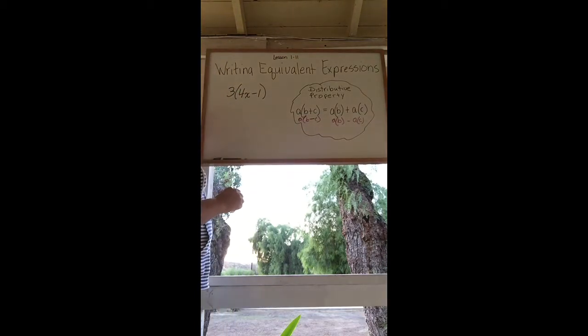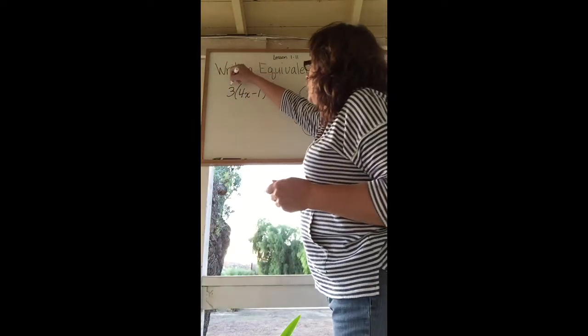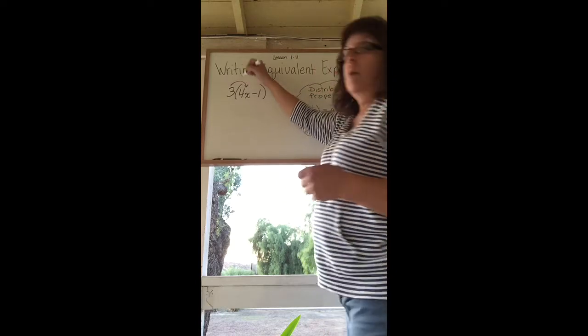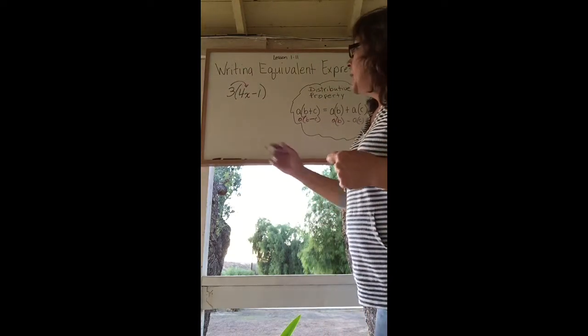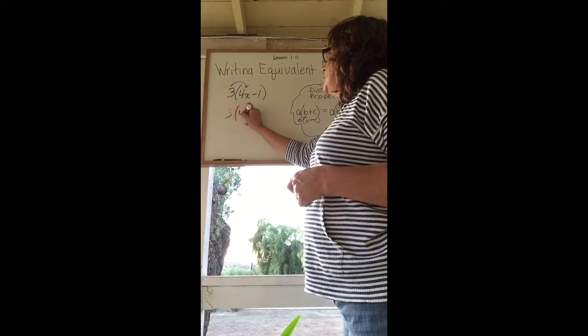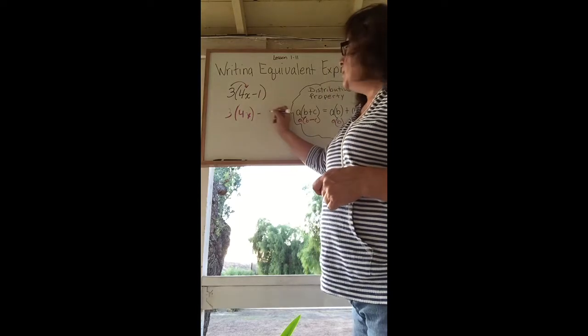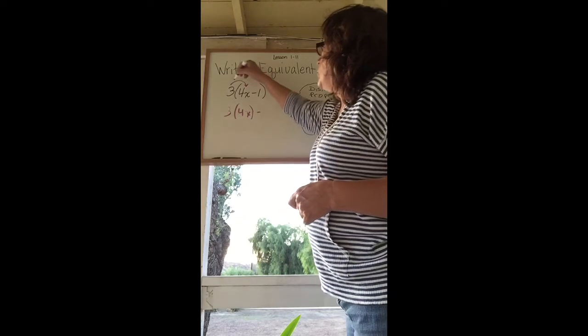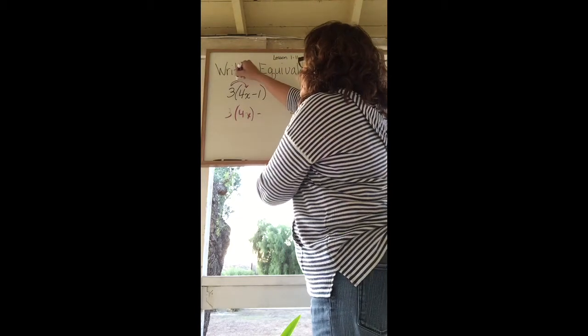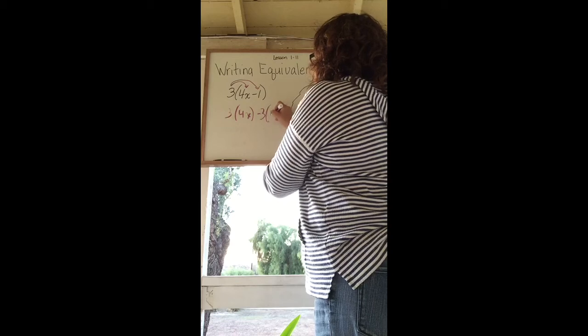So this is our example for today. It's 3 times the quantity of 4x minus 1. So what we're going to do is distribute that 3 to the first term, which is 4x. And then we're going to end up with 3 times the quantity of 4x. And what's our operation today? It's minus. So we're going to have to distribute this 3 also to the second term, which is a 1. We're going to end up with 3 times the quantity of 1.